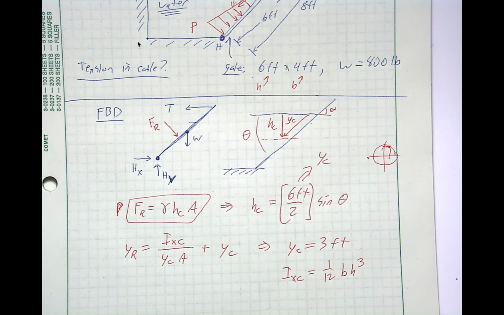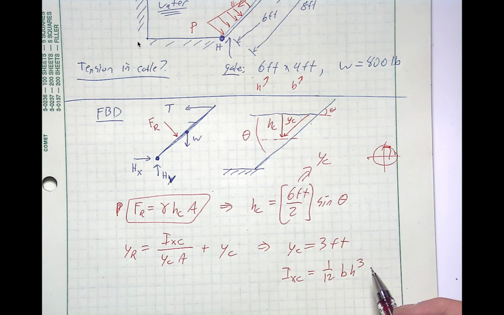One twelfth b h cubed. So now we're trying to find the moment of inertia about the x-axis as the pressure sees it, so in that normal direction. It's just a rectangle of 6 by 4, and the moment of inertia about that x-axis is just one twelfth b h cubed.